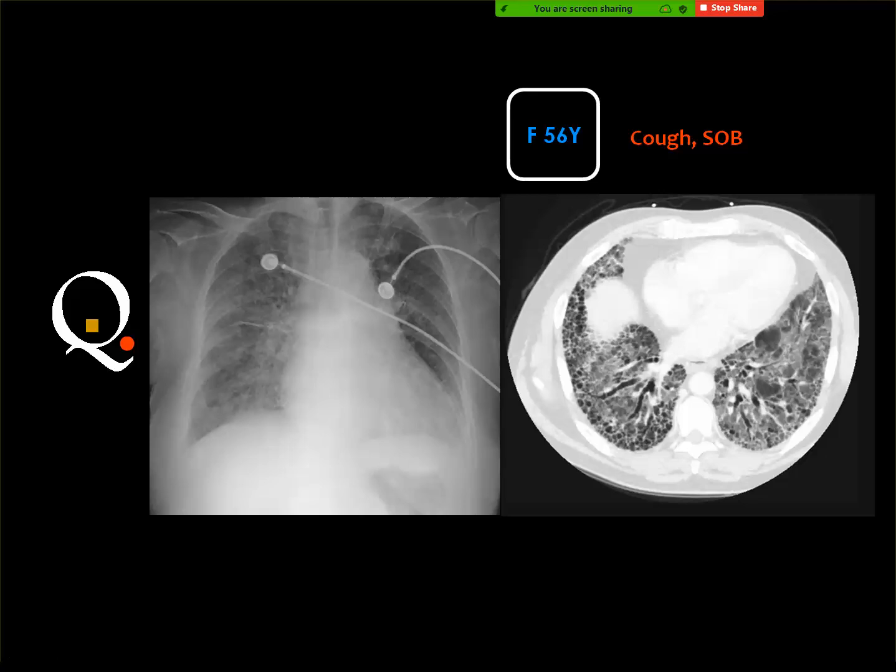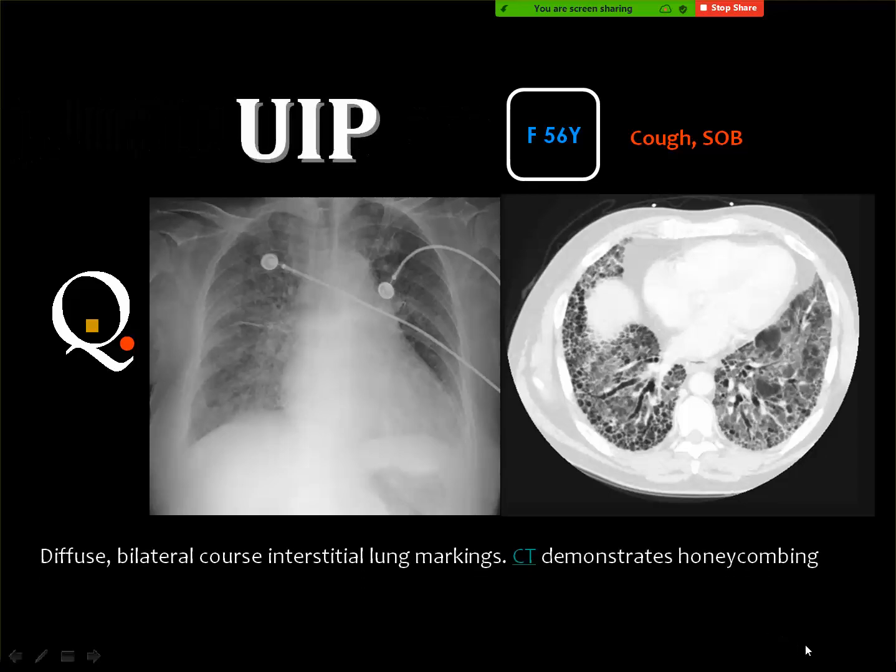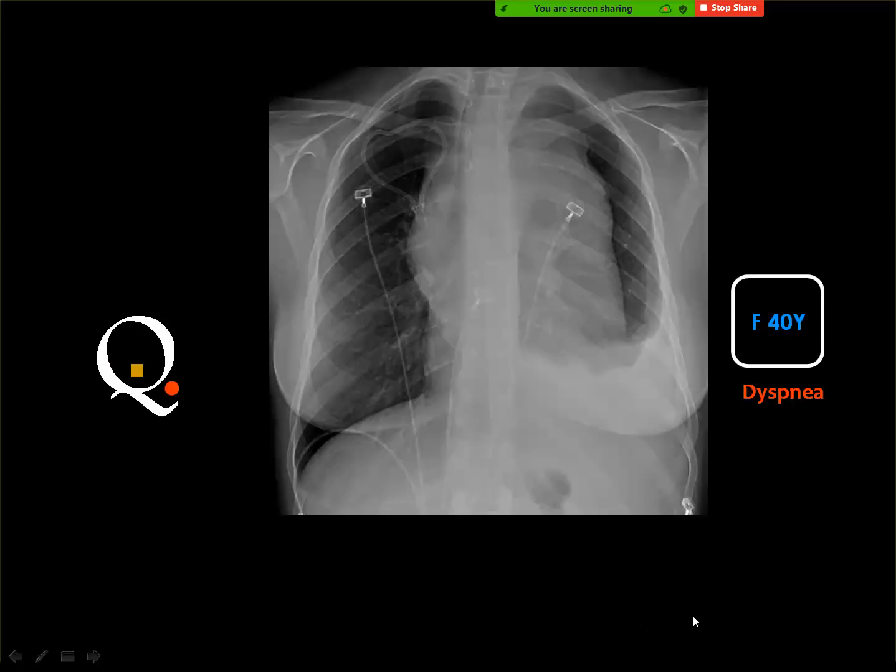Cough and shortness of breath. Usual interstitial pneumonia. Yes, very good. Usual interstitial pneumonia: honeycombing, traction bronchiectasis, diffuse ground glass, and so on.